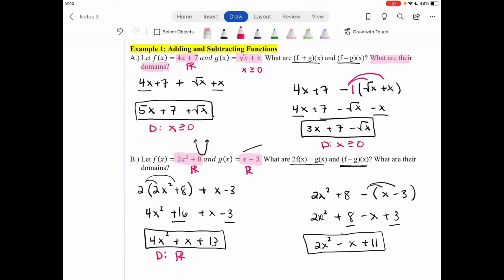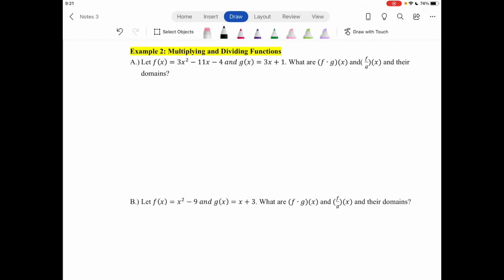Make sure that you remember to put g of x in parentheses and distribute that negative, resulting in your final answer. Also, the domain is going to be all real numbers because the domain of the original functions were both all real numbers. The next level is multiplying and dividing the functions.